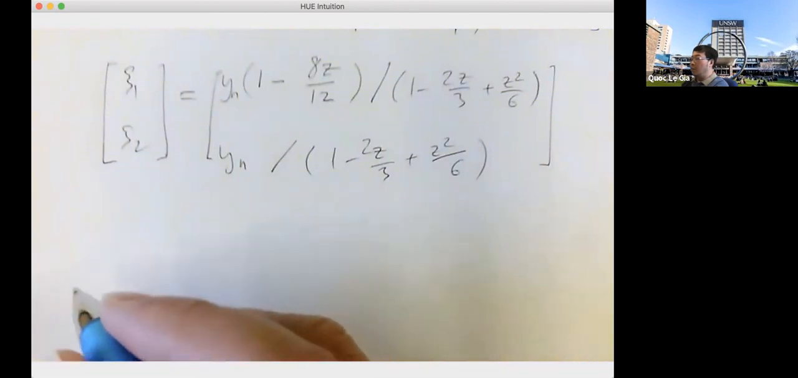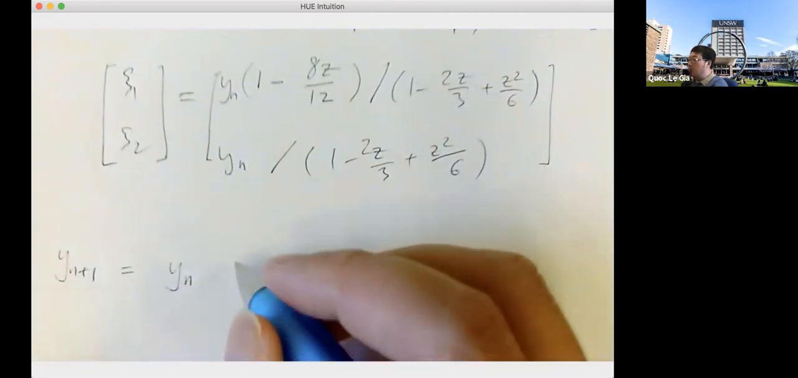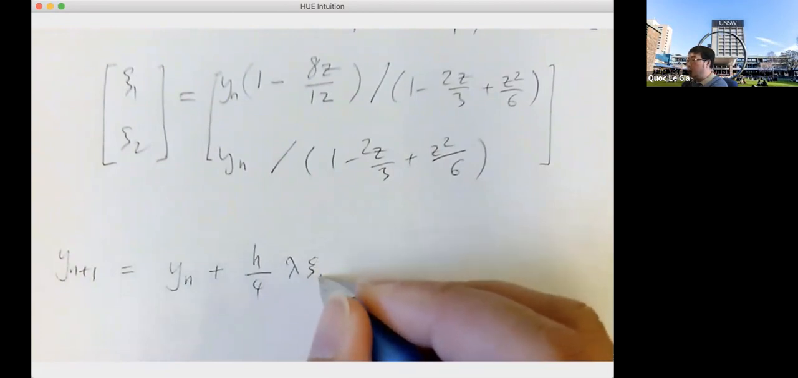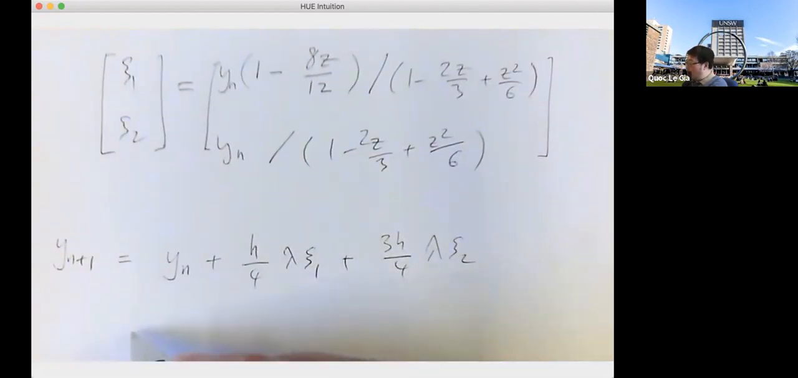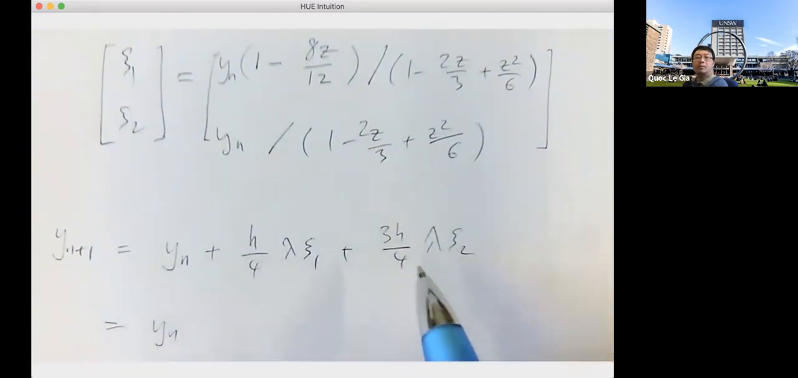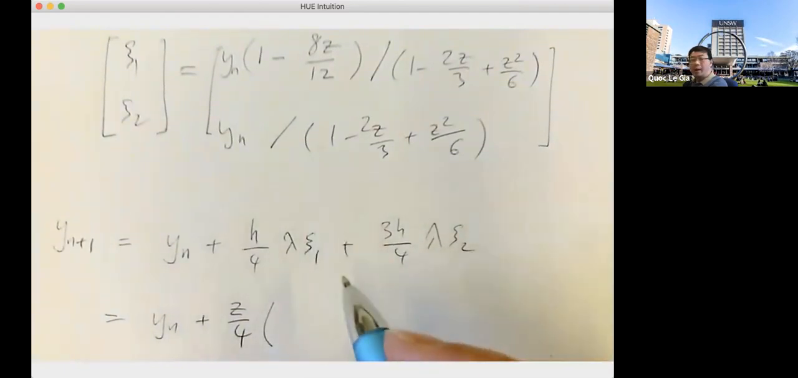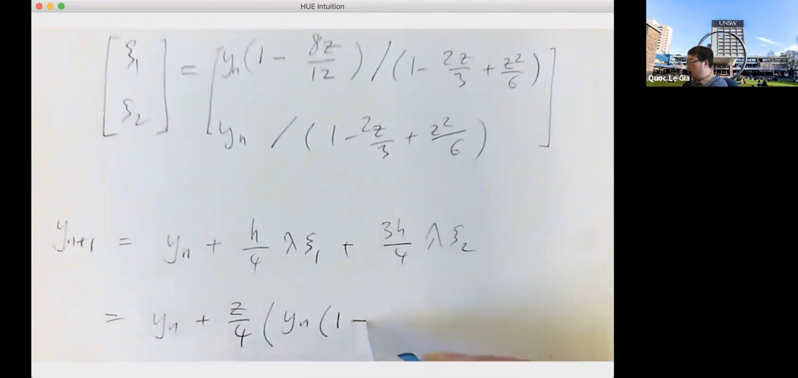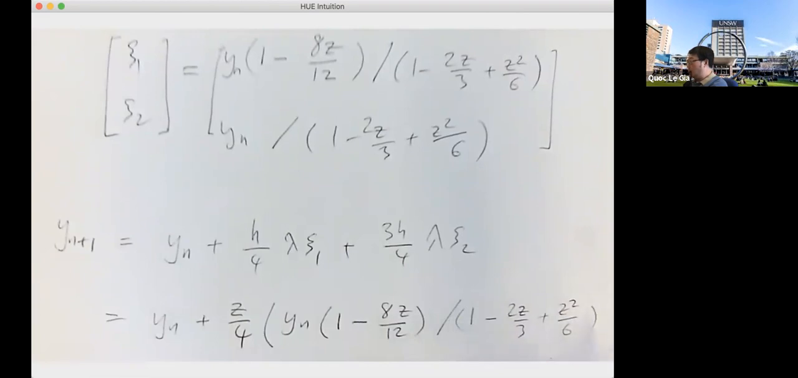So y n plus 1 will be yn plus h over 4 lambda xi1 plus 3h over 4 lambda xi2, right? And now we have xi1 and xi2 in terms of z and in terms of y. So now this one is just z over 4, and now I put in my xi1. So my xi1 is yn times 1 minus az over 12, divided by 1 minus 2z over 3 plus z squared over 6. Okay, this is my xi1.